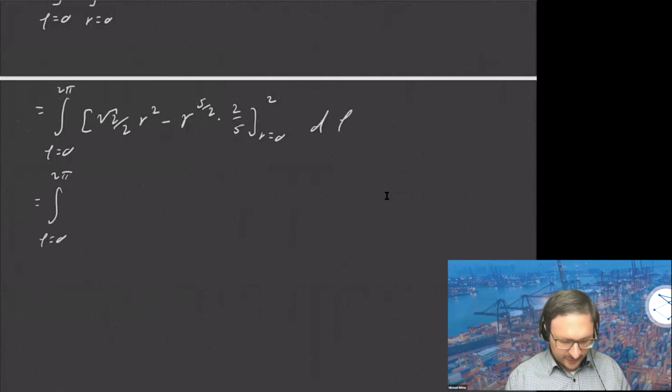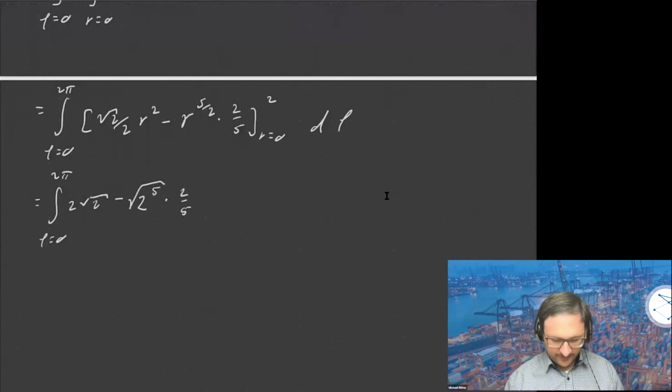Now the inner integral, what do we get here? That's the square root of 2 over 2 times, we start with this upper bound, times 2 squared. So that leaves us with 2 square root of 2 minus, and what do we get here? Let's see. I'll do that slowly. So that's 2 to the power of 5, and then the square root of that, power of 1 over 2, times 2 over 5. And the lower bound is just 0, so minus 0.